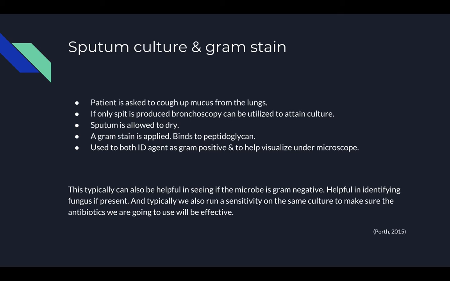We then take the sputum, we allow it to dry. A gram stain is applied to the sputum. The gram stain binds to the peptidoglycan wall if there is one present. The other thing that this is really helpful for is not just saying, yes, this is a gram-positive bacteria, and yes, a bacteria exists in the lungs, but it also means that it's easier to visualize under a microscope if it does gram stain, so that we can actually help visualize it.